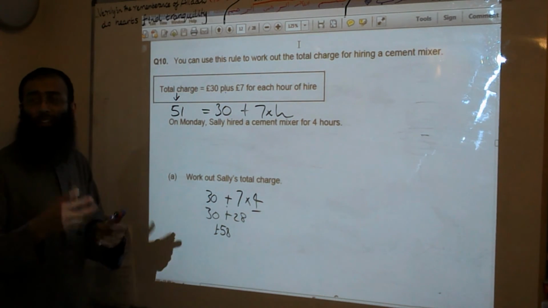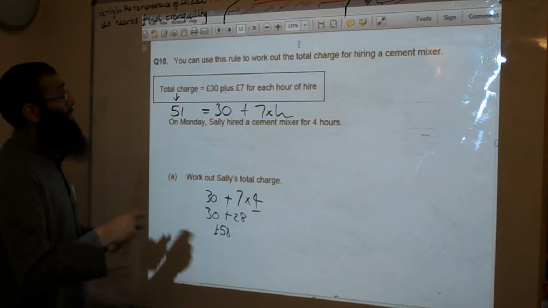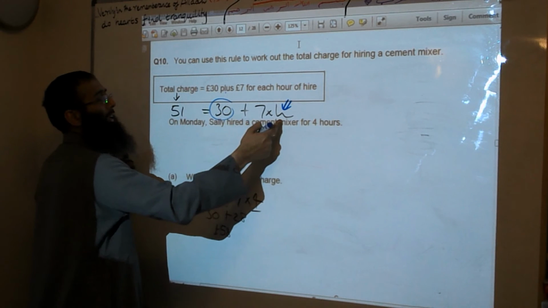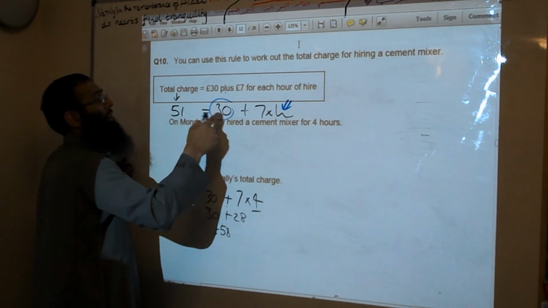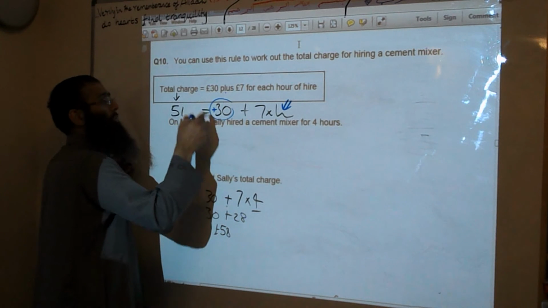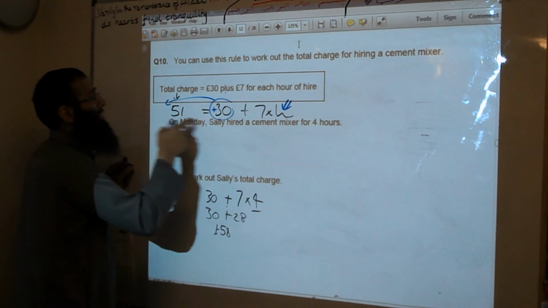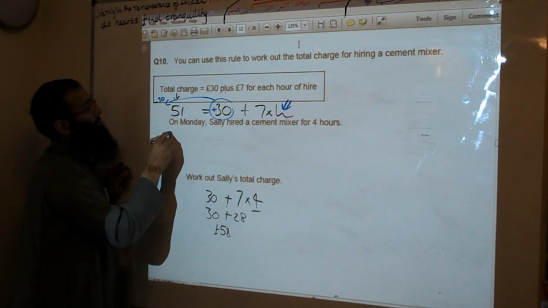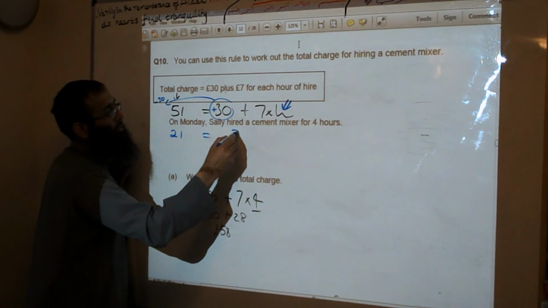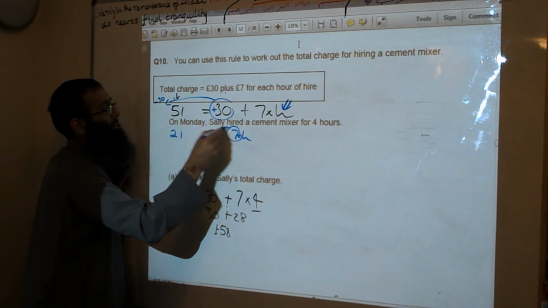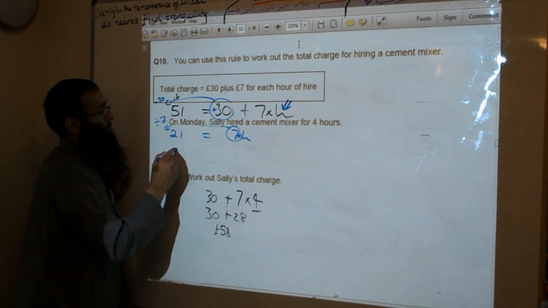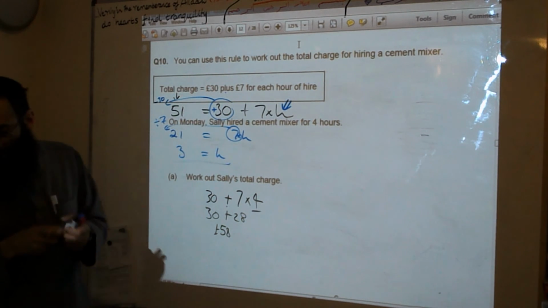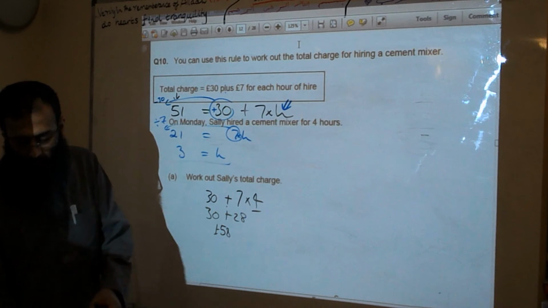So what we need to do is rearrange the equation and solve it for h. h times 7 is the first action, and then we add 30 is the second action. We move the second action first. So the opposite of add 30 is minus 30, so 51 minus 30 will give us 21, which is equal to 7h. The opposite of times by 7 is divided by 7. So 21 divided by 7 is 3. So the second part of the answer is he hired it for 3 hours. That's question number 10 done.